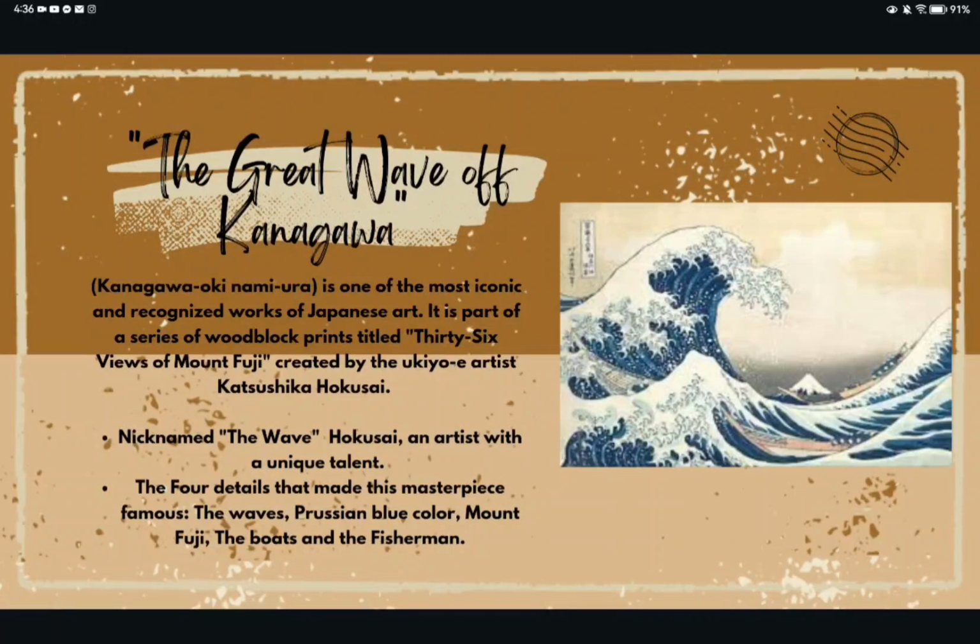This painting is the Great Wave off Kanagawa. The Great Wave is one of the most iconic and recognized works of Japanese art. It is a part of a series of woodblock prints titled 36 Views of Mount Fuji, created by ukiyo-e artist Katsushika Hokusai. He is a prominent ukiyo-e painter and printmaker of the Edo period in Japan. The print is believed to have been created around 1831 during the Edo period.